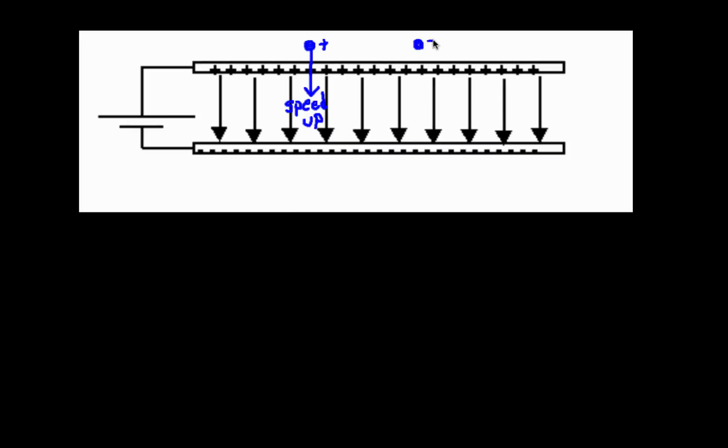If we have a negatively charged particle initially traveling in the direction of the field, it will slow down. Also makes sense because the negative particle is repelled from the negative plate, and so it will slow down because it doesn't really want to be near the negative plate. Here are some formulas that will be useful for you when you're studying the parallel plate system.